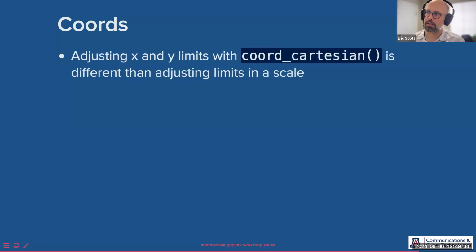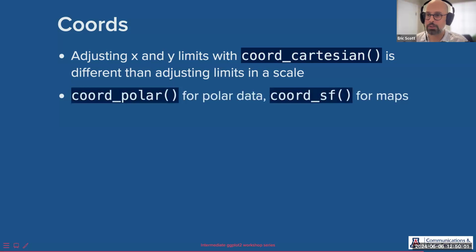So coord Cartesian is the default for ggplot2, and you can adjust x and y limits in coord Cartesian, for example. And doing that adjustment in coord Cartesian is different than adjusting the limits in scale. So we saw very briefly, I showed adjusting the limits in the y-axis scale with scale y continuous. Adjusting them in coords is a little bit different. We also have coord polar for our polar data, like I mentioned before. Coord SF. SF is for spatial features, I think. And that is one that you would use for maps.